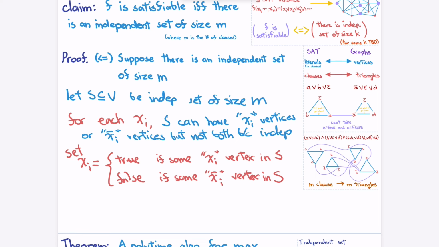It wouldn't matter. Yeah. So you can write either true or false or whatever, or you can just set it to be true otherwise. Okay. So good. We at least have a well-defined assignment.